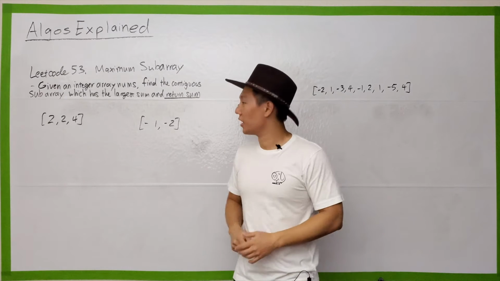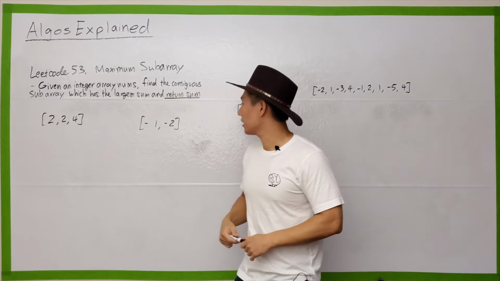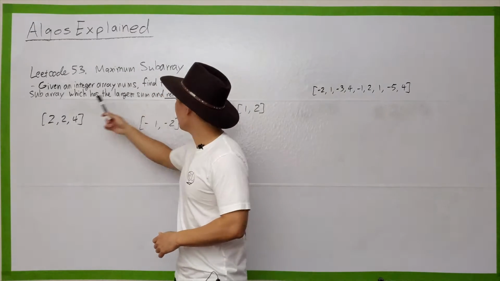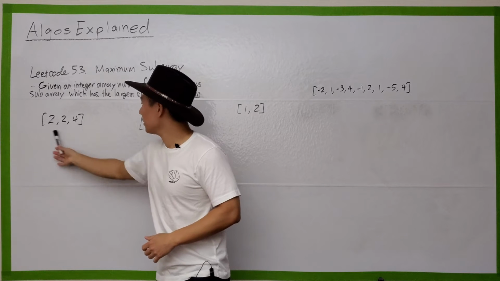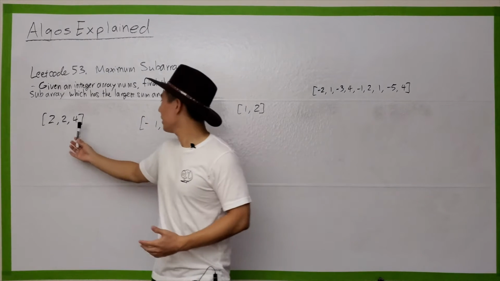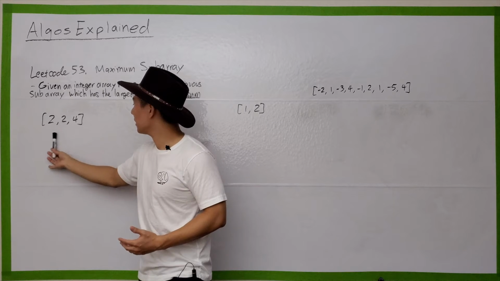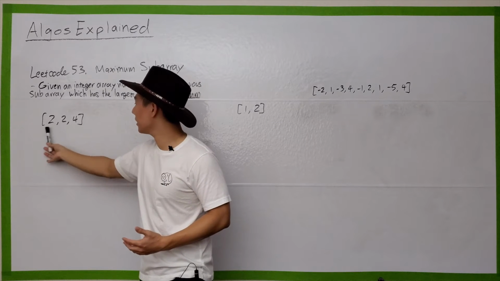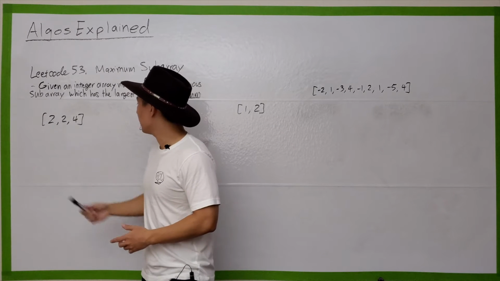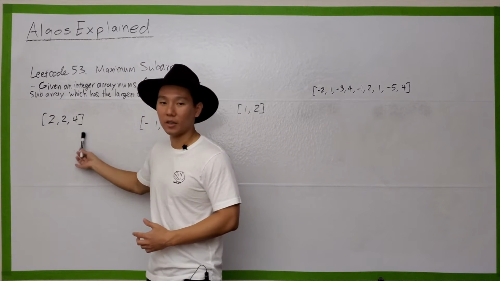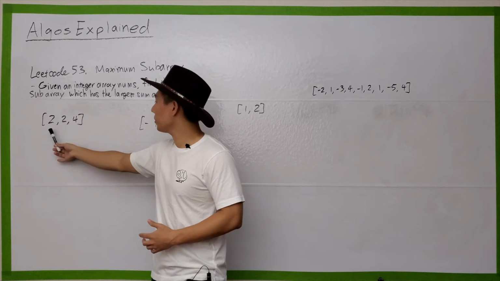Before we go over the strategy, let's make sure we understand what we really want. We want a contiguous subarray which has the largest sum. We know what subarrays are, right? Subarrays pretty much means, within an array data structure, if you just isolate the 2 by itself, that is a subarray of 2, 2, 4. If we isolate the 2 and the 2, or the 2 and the 4, that's a subarray of this array.